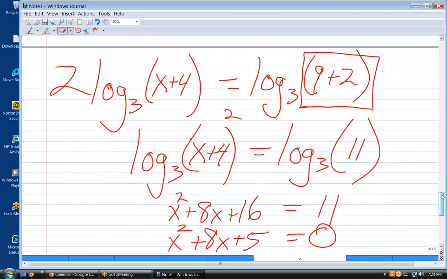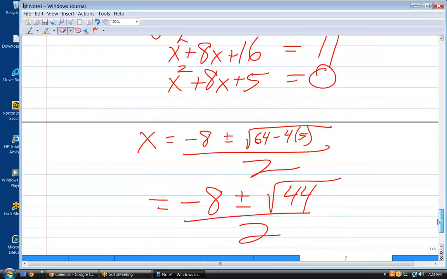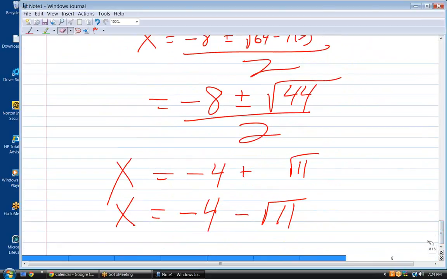This is our original problem. I need x to be greater than negative 4, otherwise this will be 0. Okay? So x has to be greater than negative 4. Which of these answers is no good? The second one? Yeah, because this one, negative 4 minus something else, is going to be less than negative 4. So that violates the domain. This answer does not.